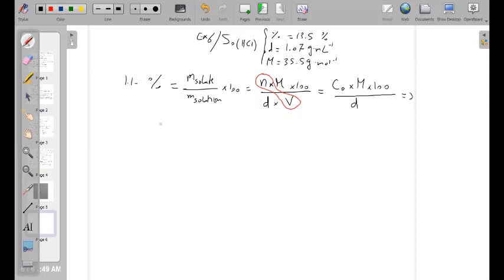We need to calculate C0, then C0 equals percentage times density over molar mass times 100. Percentage equals 13.5 times density 1.07. Density should be in gram per liter, so we multiply it by 1,000. Our molar mass is 35.5, times 100.